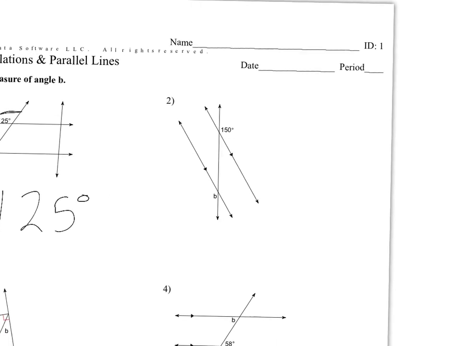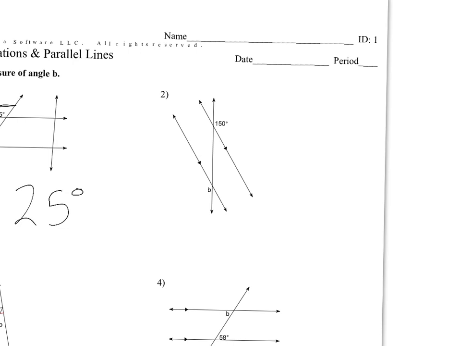If we go over here to number 2, I look at this angle B and this angle 150. These are alternate exterior angles, and so they are also congruent, so that means this is 150 degrees.